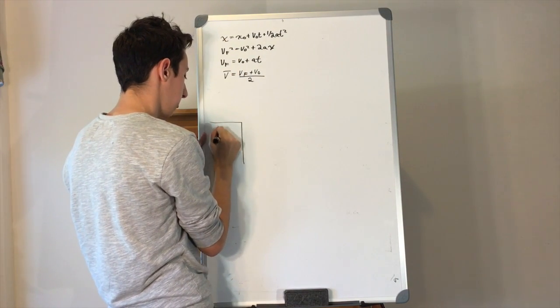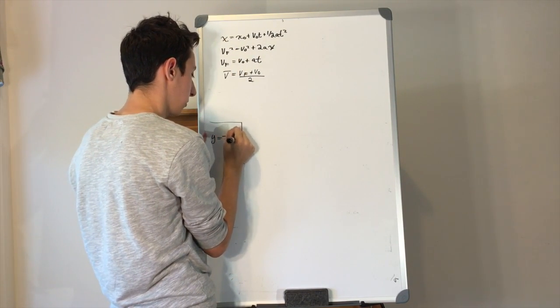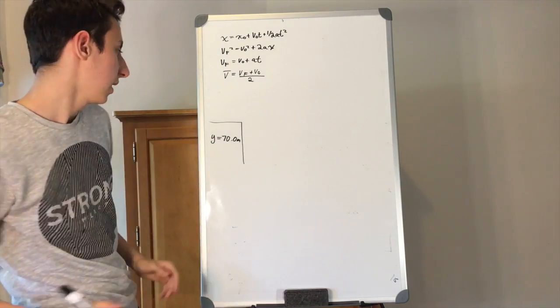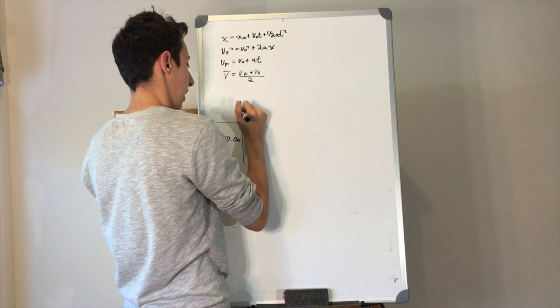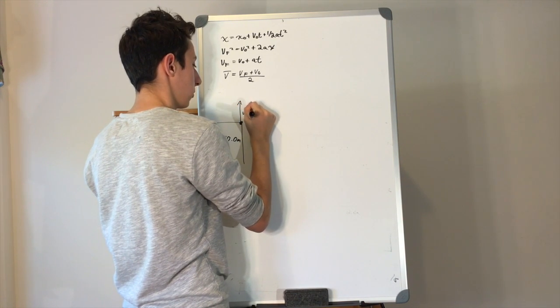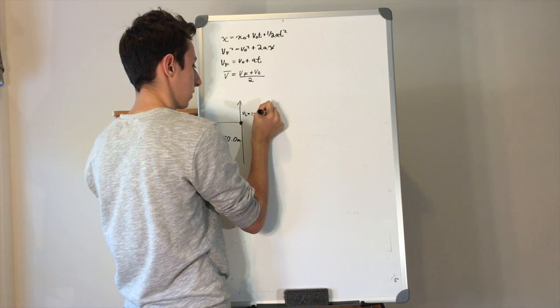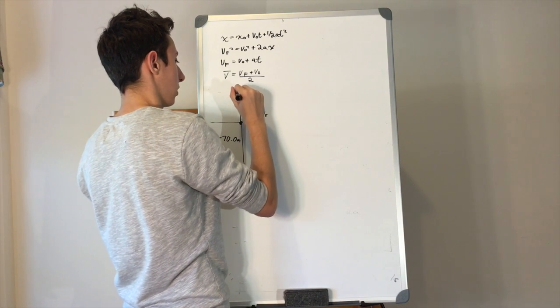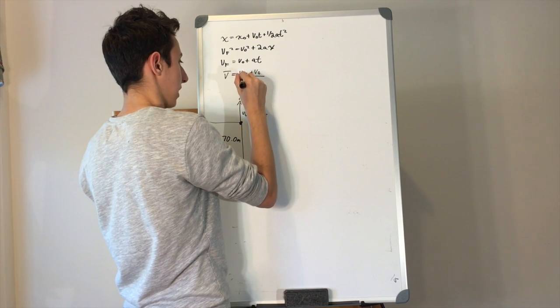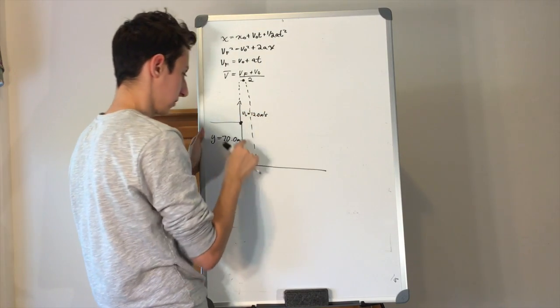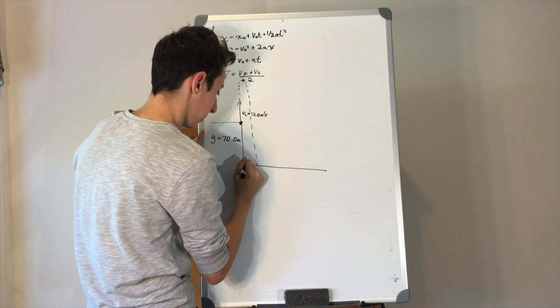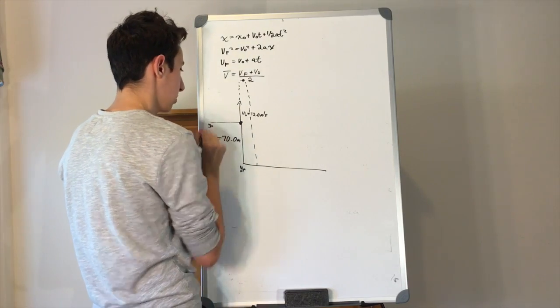So let's imagine that we are on a cliff of 70.0 meters high, and we throw a rock, for example, at v initial equals 12.0 meters per second. And the rock goes up, it reaches its max height, and it comes all the way back down to the ground. And this will be our y final, this will be our y initial.